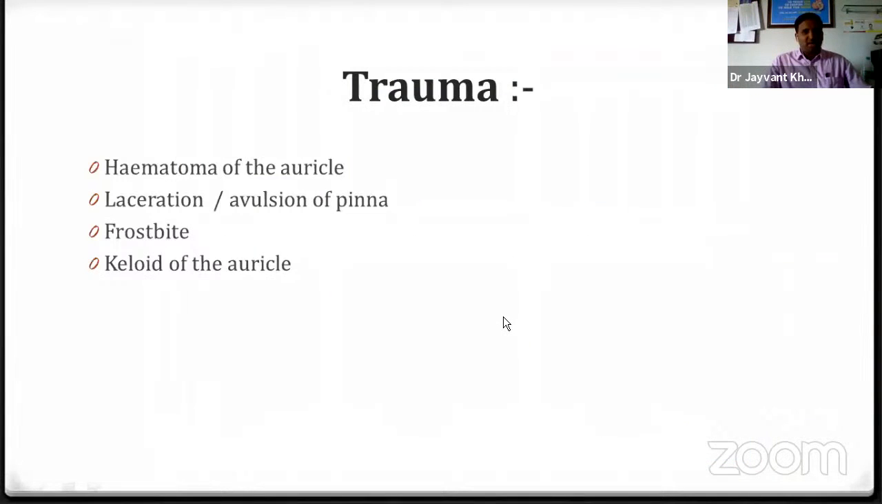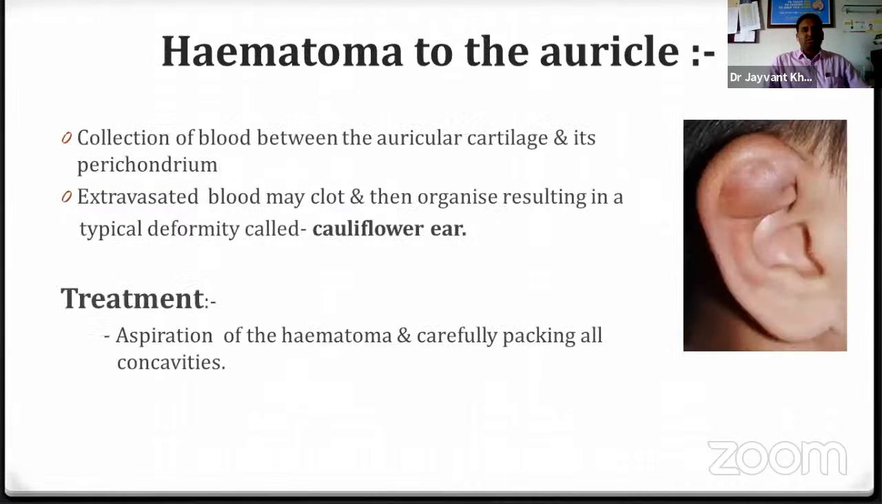Okay, then trauma: hematoma of the auricle, laceration or avulsion of the pinna, frostbite, keloid of the auricle. Hematoma is a collection of blood between the auricular cartilage and its perichondrium. Extravasated blood may clot and then organize, resulting in the typical deformity called cauliflower ear. Here there is hematoma, but occupational cauliflower ear deformity is seen pathologically.